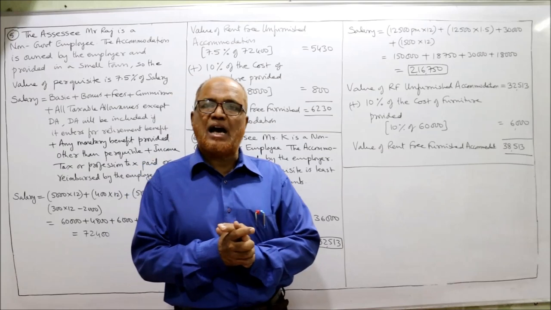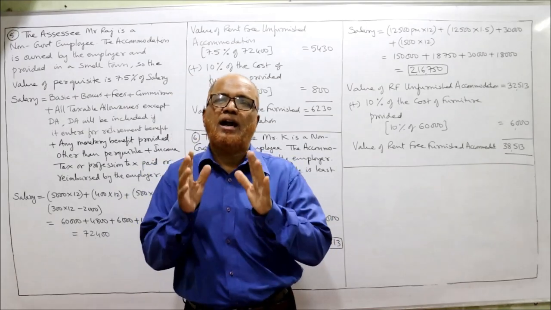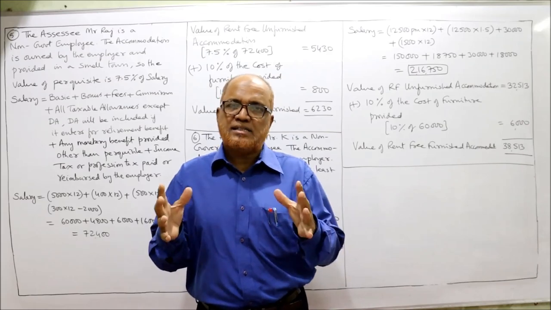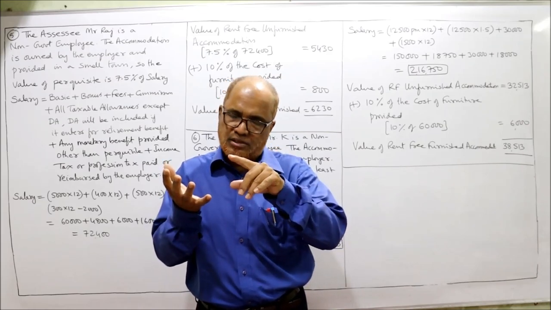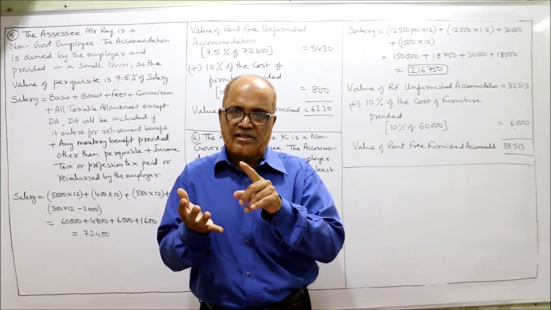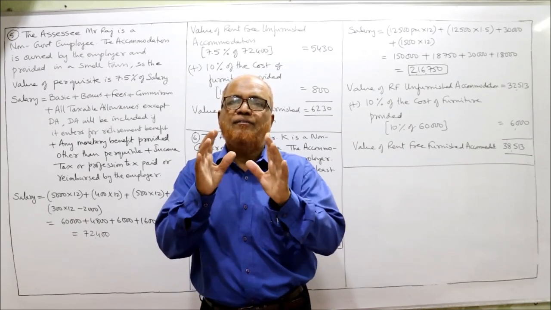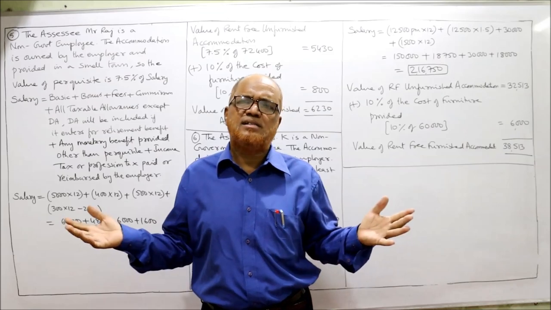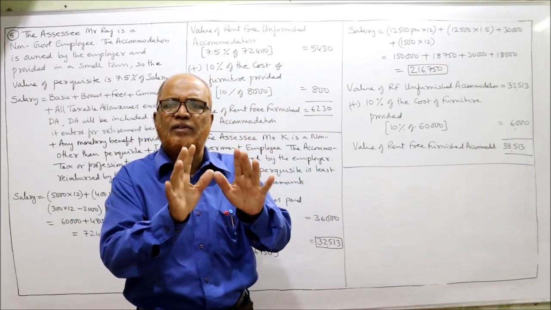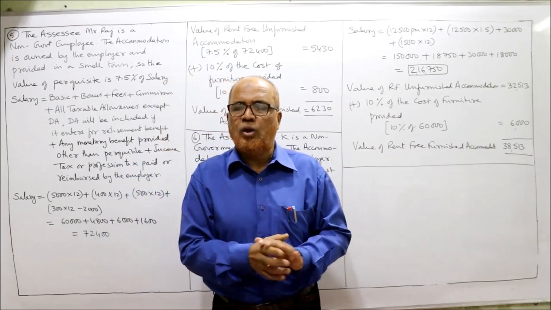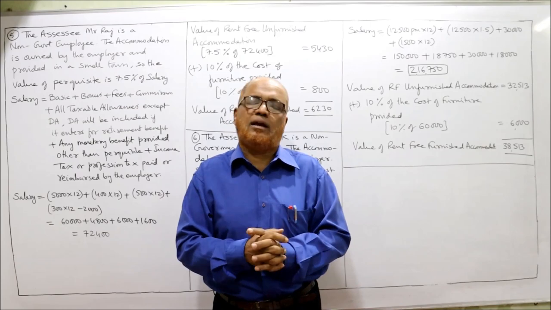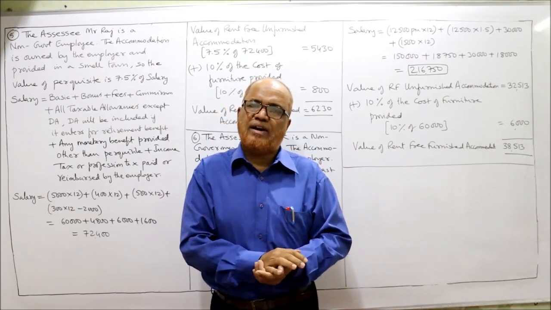Totally six problems I have explained you regarding the valuation of rent-free accommodation. So there are two cases, that is government employee, non-government employee. If it is a government employee, then rent fixed by the government is the value of the perquisite. Very simple. No need of any calculations. No need to see the city, the town, size of the town, nothing. Rent fixed by the government is the value of the perquisite.